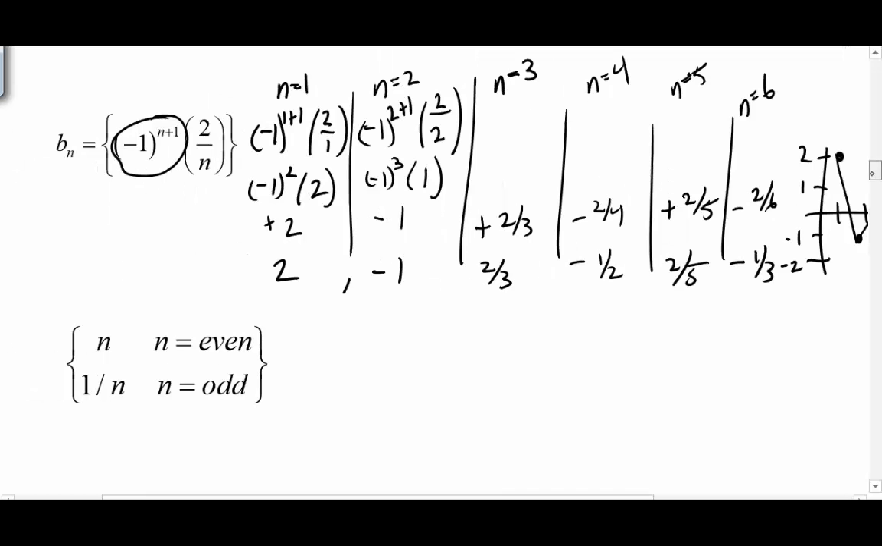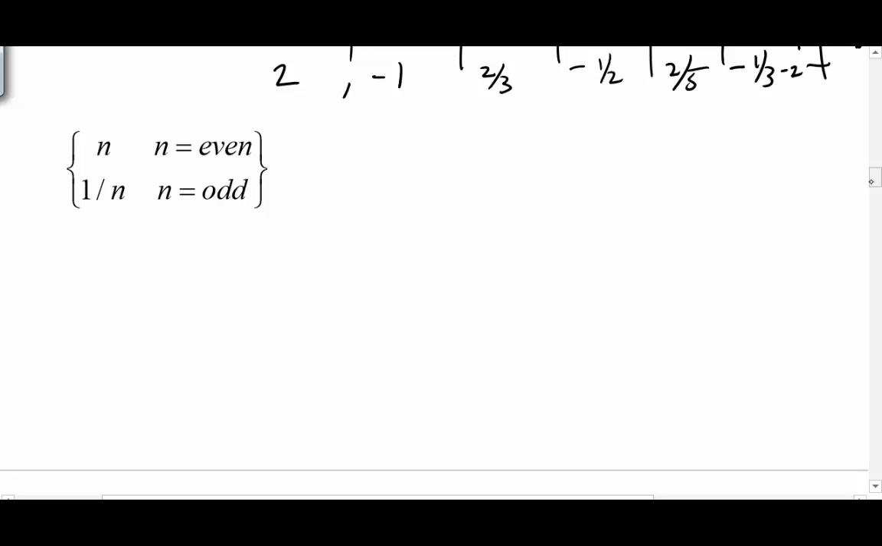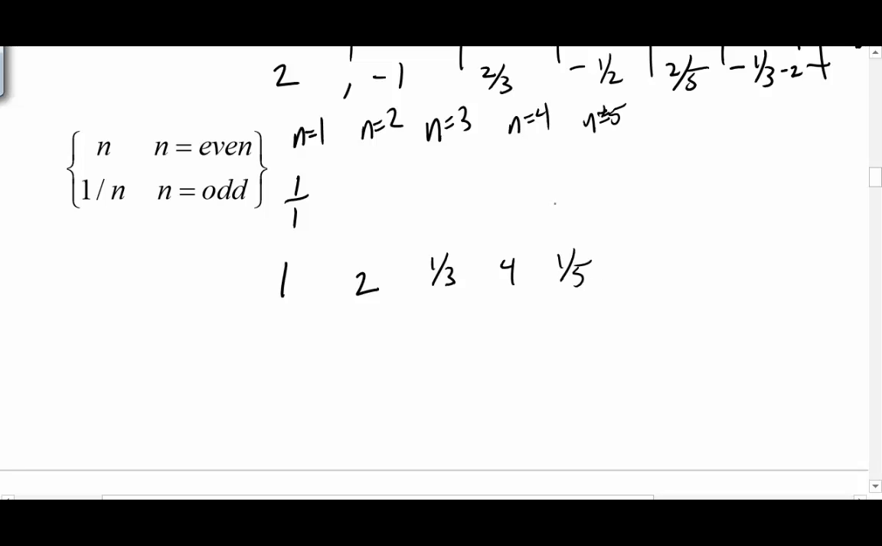Okay, let's look at one more, just a general sequence. We got n is even, we get n; n is odd, we get 1 over n. Well, let's see, n is 1. 1 is an odd number, so that's 1 over 1, so that's 1. At n equals 2, that's even, so we get 2. N equals 3, that's odd, so we get 1/3. N equals 4 is even, so we get 4. N equals 5 is a fifth. N equals 6 is 6.